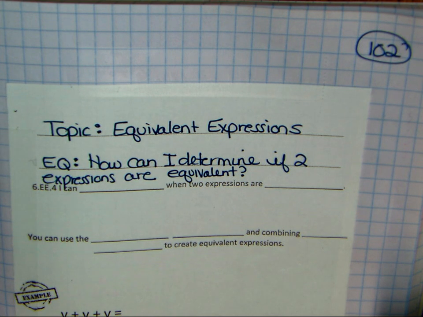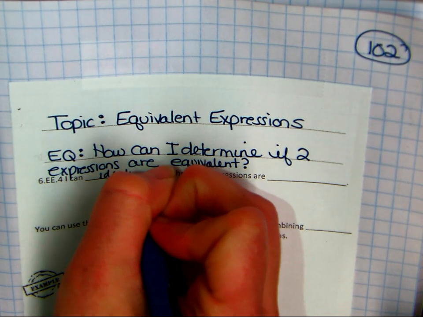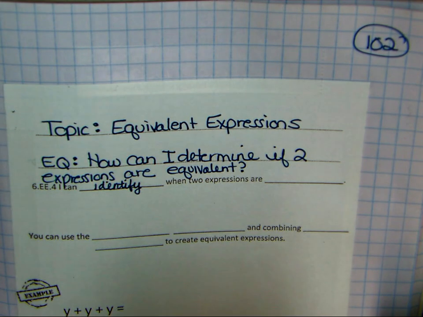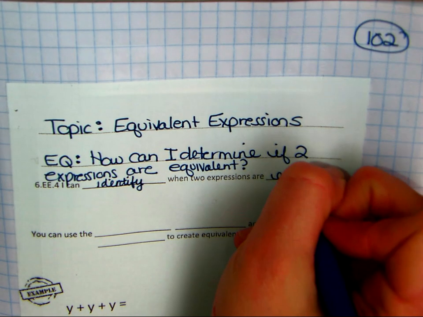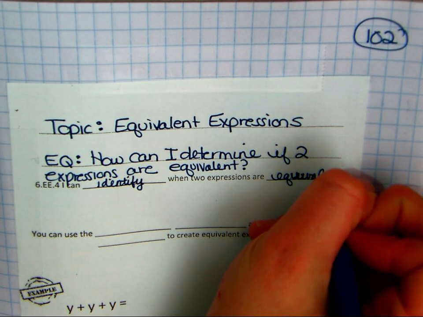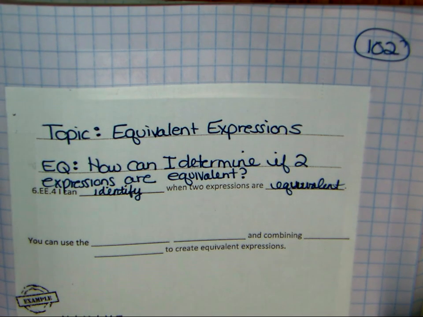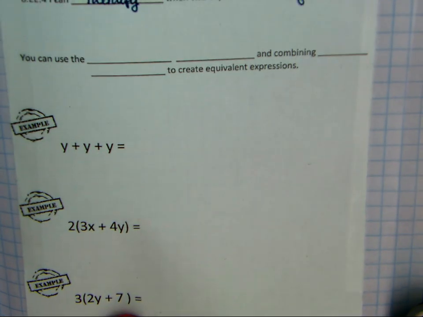The standard that we're dealing with is 6.EE.4, and you should be able to identify when two expressions are equivalent. As you go, if you need to stop the video so that you can fill in your essential question and topic, go ahead and do so, but then just start back up when you're ready. I'm going to move on.